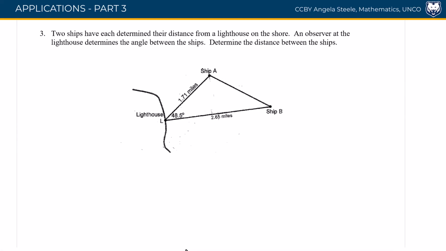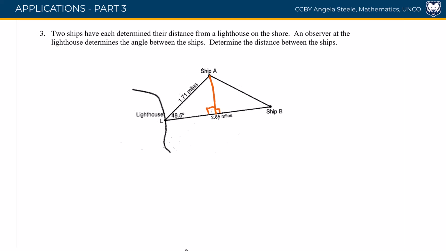Okay, so again, with this particular visual that was given to us, we do not have a right triangle. So what we can do is create a right triangle in our picture. So we have 2 triangles now.